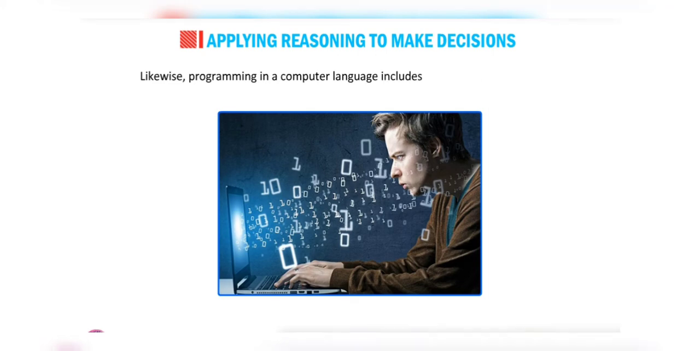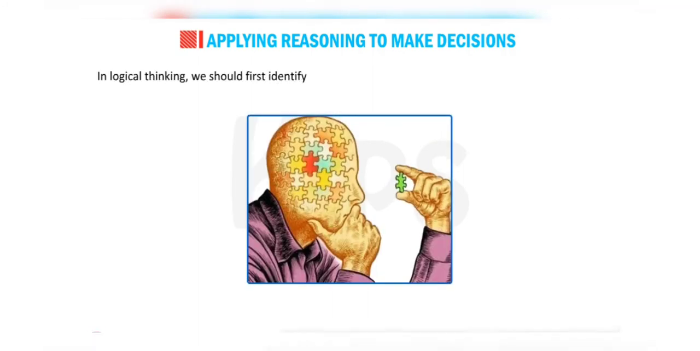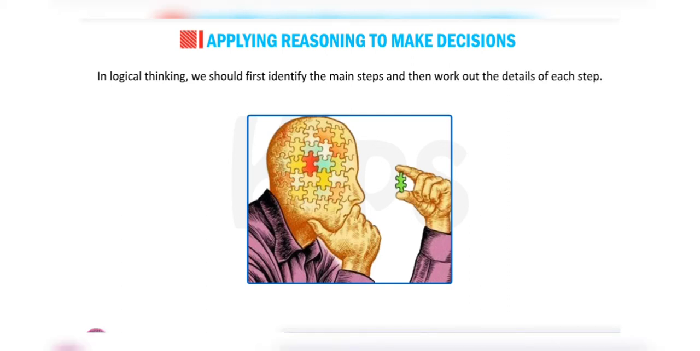Likewise, programming in a computer language includes logic and decision making. In logical thinking, when we are going to think logically, we should first identify the problem. What was the problem? What is the main problem or actual problem? We first identify the main steps and then work out the details of each step.